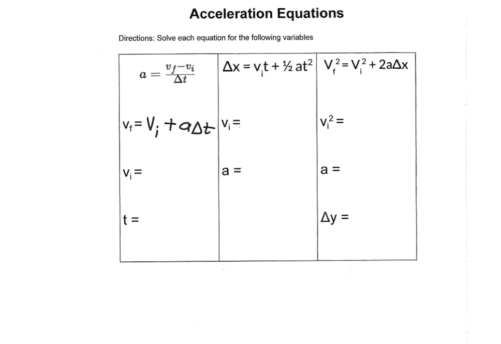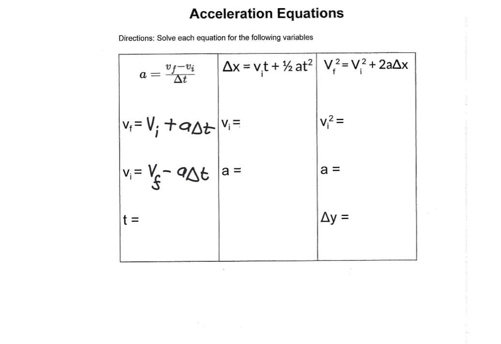If you want to solve for v initial, that will be v final minus a delta t. That's how you're going to do it for vi. Please check your answers with me. If you have it wrong, you can please change it.